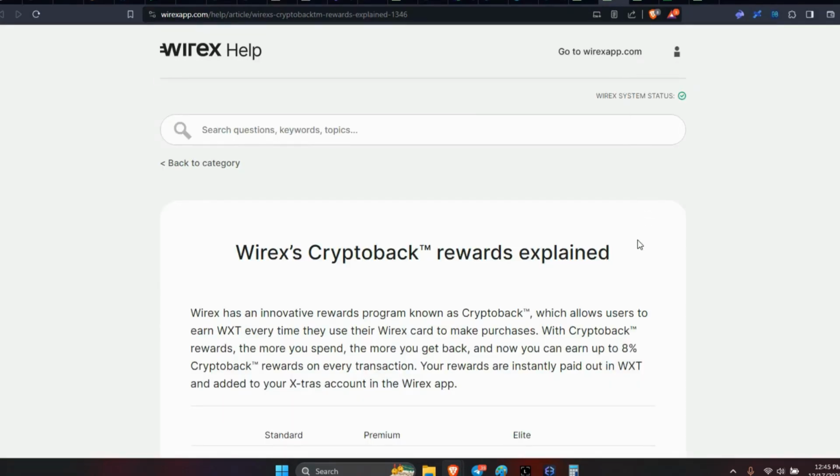WIREX has an innovative reward program known as crypto back, which allows users to earn WXT every time they use their WIREX card to make purchases. So it's like a reward program, like your regular credit card. With crypto back rewards, the more you spend, the more you get back. And now you can earn up to 8% crypto back rewards on every transaction. Like I said, I thought crypto.com was really good because theirs is high too. I think sometimes it's like 4%, just depending on which card you have. Your rewards are instantly paid out in WXT and added to your extras account in the WIREX app.